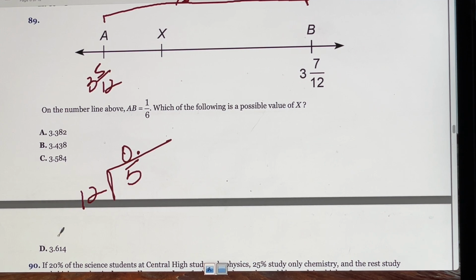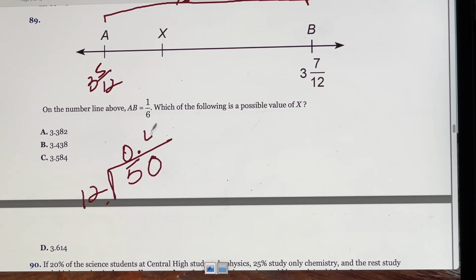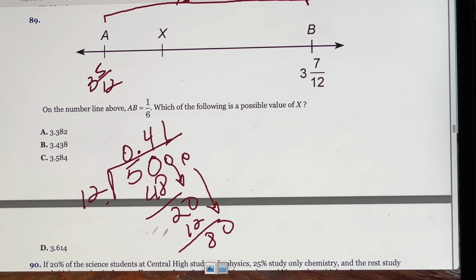So 12 doesn't go into 5. 12 goes into 50 4 times, which is 48. 2 left over. Let's bring another 0 down. 12 goes into 20 1 time, which is 12. We have 8 left over. Bring another 0 down. 12 goes into 80 6 times, which is 72. And then let's write 3 and 5 over 12 as 3.416 repeating.